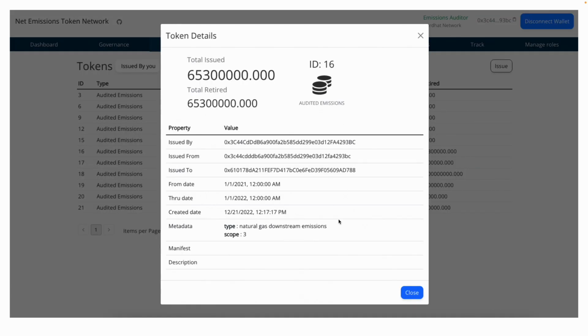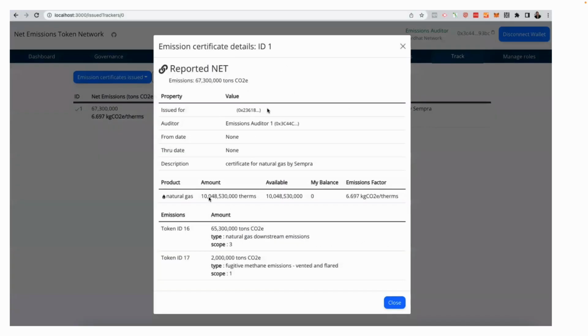So here's where we start with the audited emissions of a natural gas utility, 65.3 million tons of CO2 equivalent for the natural gas it provides. And it provides about 10 billion therms of energy. So we're going to combine the downstream emissions of the natural gas with the fugitive methane emissions of the utility together to create a carbon tracker token for this quantity.